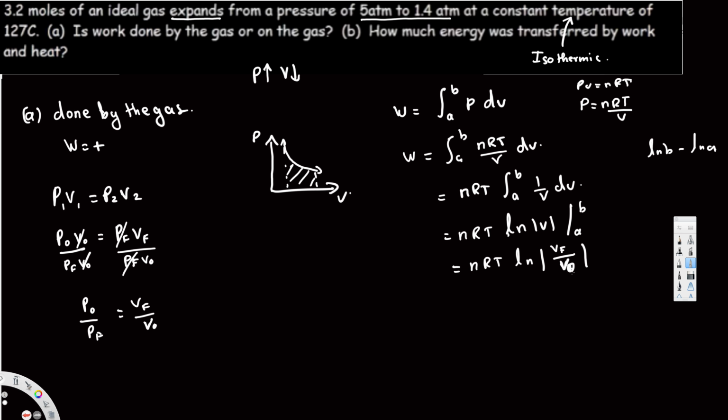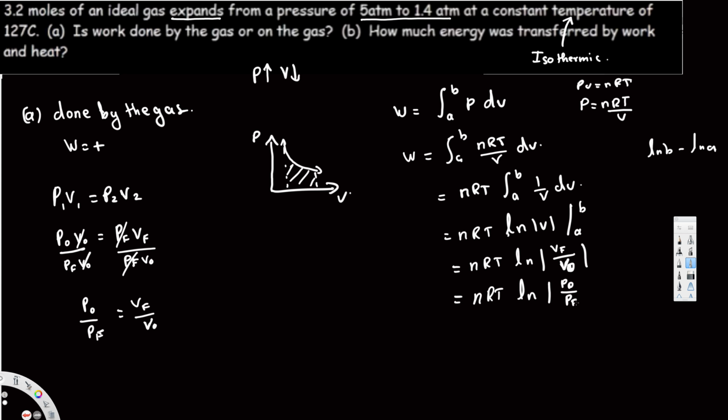So Vf over V naught, we can replace with P naught over Pf, because that is the one we want. We don't have the initial volume or final volume, so we have to use the pressure to find the answer. So let's rewrite this formula in terms of pressure. This is going to be nRT ln P naught over Pf.